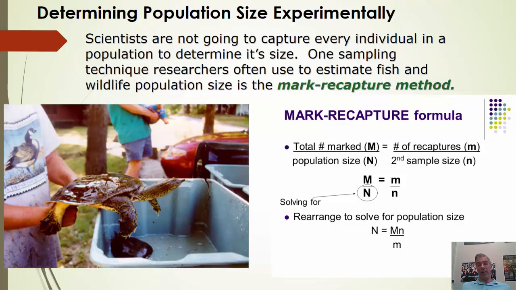So we use a sampling technique called the mark and recapture method, where we can estimate population size by capturing a number of individuals and marking them, which would be the total number marked right here. And we're trying to figure out n. This is what we're going to solve for. What you then do is release them back, and you come back later, give them time to redistribute themselves, and do another sample, counting the number of recaptures of the original marked individuals. When you do that, you set up a proportion, solve for n, and you can determine your estimated population size based on that.